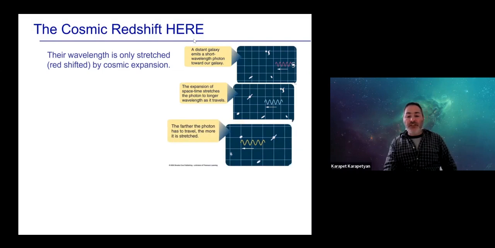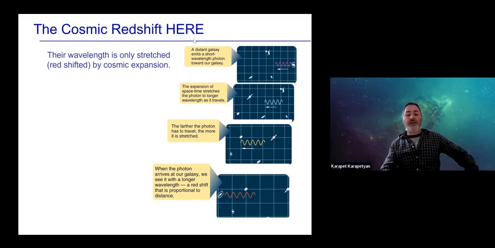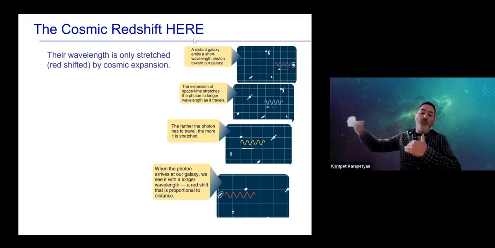By the time it reaches us, it has stretched all the way to microwave size. Microwaves have a much longer wavelength than gamma rays and X-rays. So when the photon arrives at our galaxy, we see it with a longer wavelength. That's what we call redshift, and the redshift is proportional to distance. That's why we can see how far away the most distant galaxies are from us, and how far away they are is proportional to the time the light was traveling.